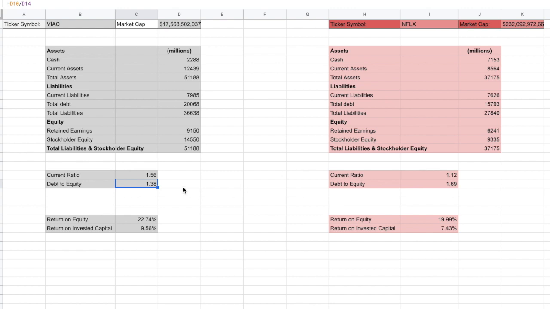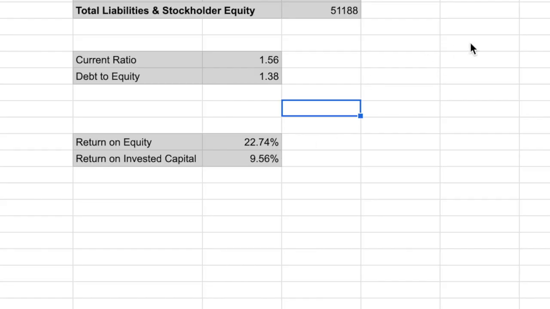Ideally, you want to be looking for companies that have a debt to equity ratio below 1, because this shows that their equity and debt levels are relatively similar, but the debt to equity ratios will vary by industry. And since Netflix and Viacom are both in the same industry and both have ratios above 1, it doesn't seem to be such a troubling sign. Other ratios to look at include return on equity and return on invested capital.